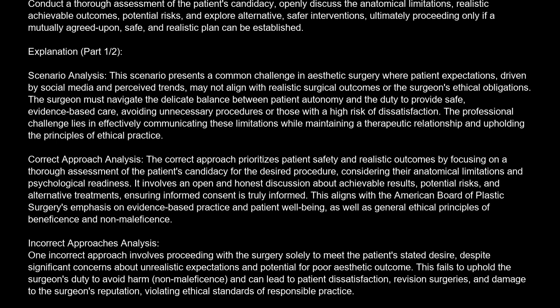Incorrect approaches analysis. One incorrect approach involves proceeding with the surgery solely to meet the patient's stated desire, despite significant concerns about unrealistic expectations and potential for poor aesthetic outcome. This fails to uphold the surgeon's duty to avoid harm, non-maleficence, and can lead to patient dissatisfaction, revision surgeries, and damage to the surgeon's reputation, violating ethical standards of responsible practice.